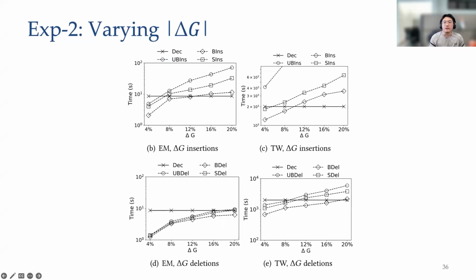And we conduct experiments investigating the impact of delta G over EM and TW. We can see that B-ins performs better than S-ins or UB-ins consistently, and B-ins runs faster than DAC with delta G of around 12% for EM and around 10% for TW. The second fact is that B-del also performs better than S-del or UB-del consistently, and B-del is more efficient than DAC with delta G of around 20% for both data sets. The third fact is that S-ins and S-del perform better than UB-ins and UB-del consistently, which implies that the single update algorithms are more efficient than the index-based ones because of index-related processes, which are costlier than index-free operators under the single update setting.